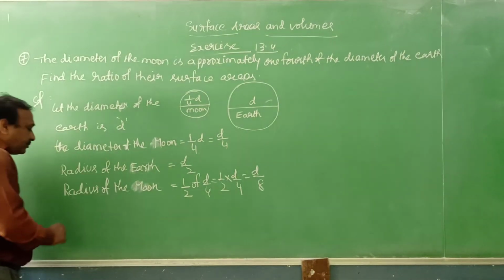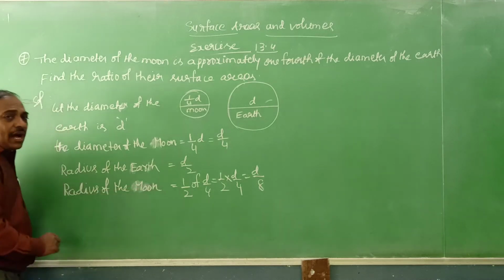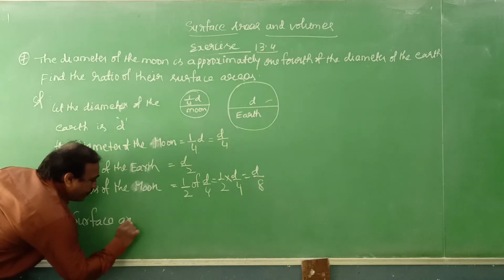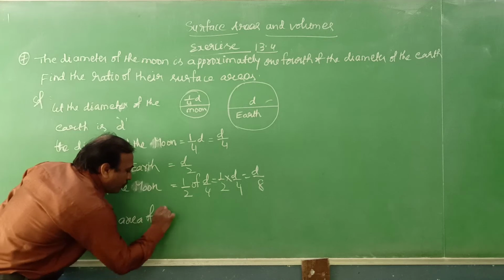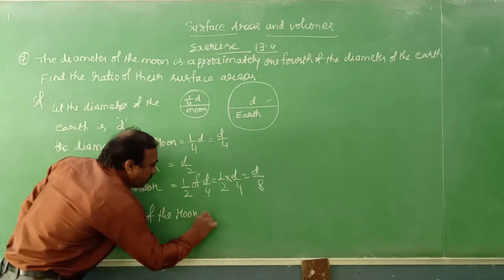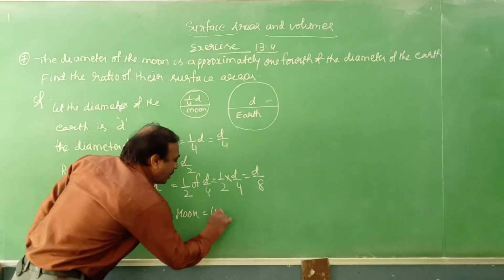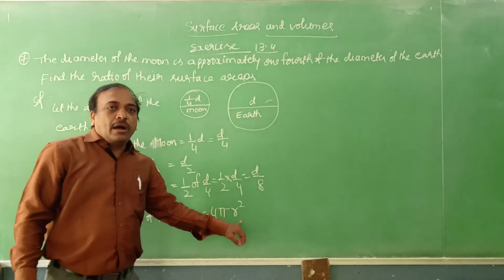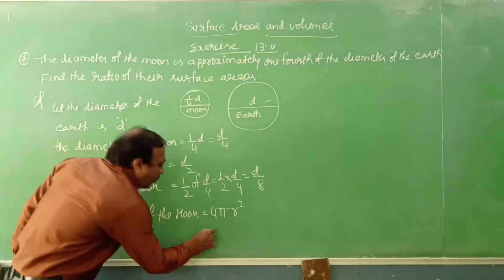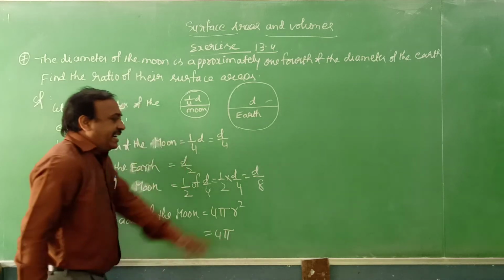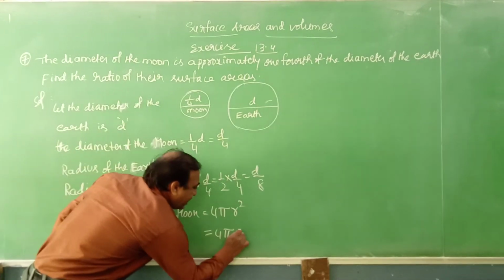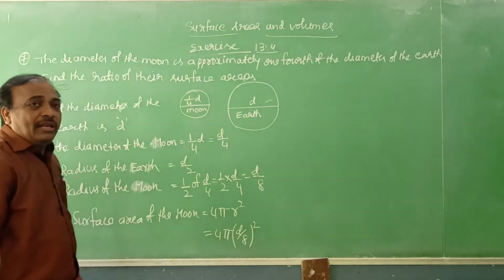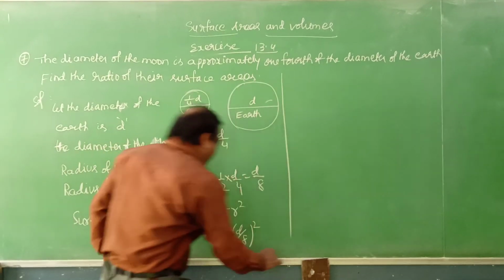Now observe it, surface area of the moon. What is the formula actually? 4 pi r square. Now 4 pi, what is the radius? d by 8. So d by 8 whole square. Next, this is the surface area of the moon.